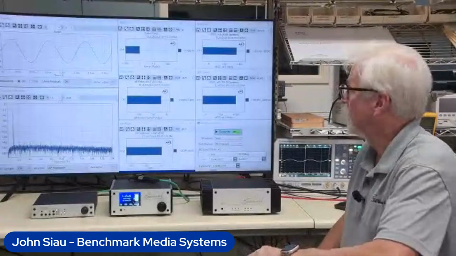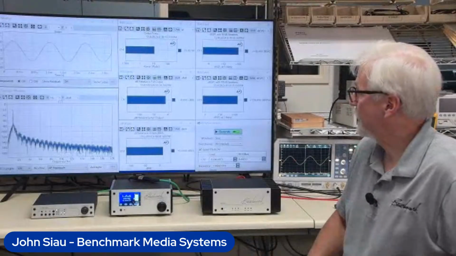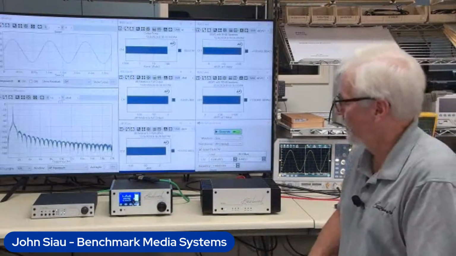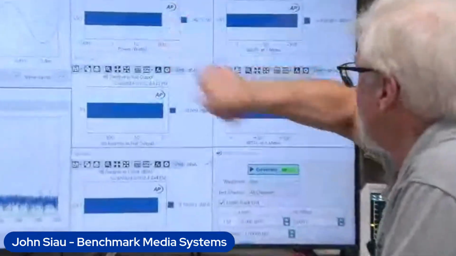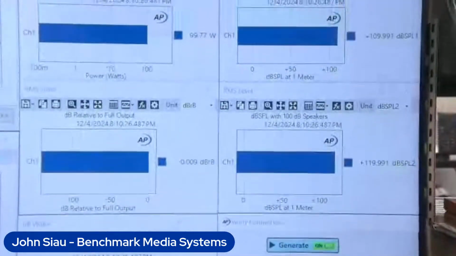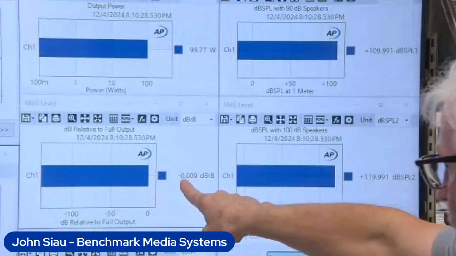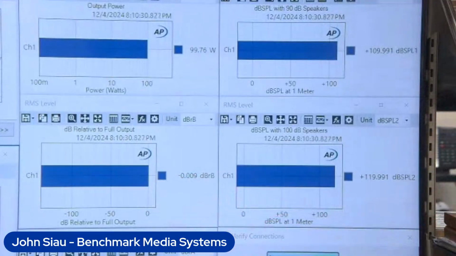So what I'm going to do is turn this level up to 100 watts. Okay, so that motorized pot's turning up. I now have 99.77 watts coming out, 0 dB relative to the full rated output.